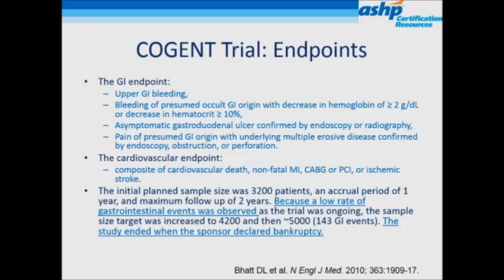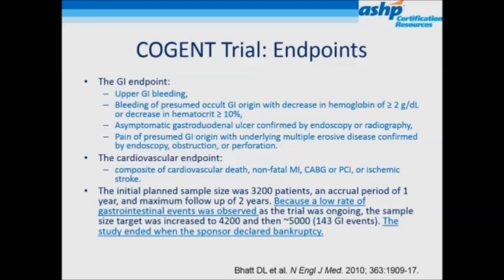And they were supposed to have 3,200 patients, and they were supposed to follow patients for at least a year, if not 2 years. Well, they had a really low event rate with GI bleeding, and so they missed the mark, and they had to increase their sample size to 4,200 and ultimately to 5,000 to try to get 100-plus GI events. And then the study ends because this is in 2009 where the economy turned down, and through no fault of their own, the company went bankrupt.